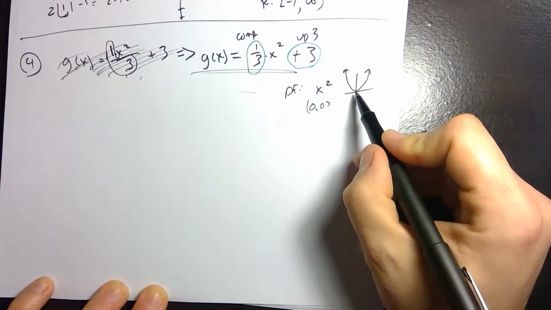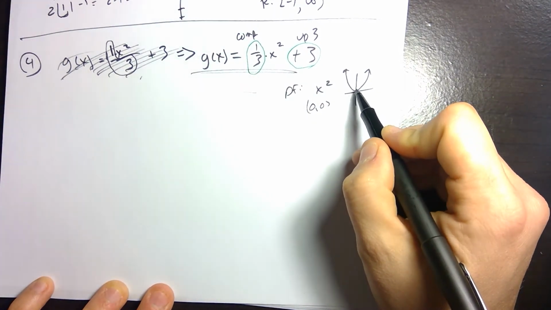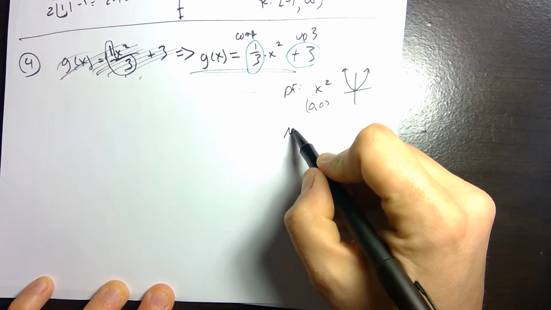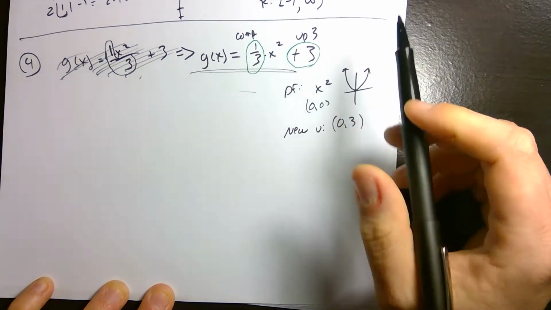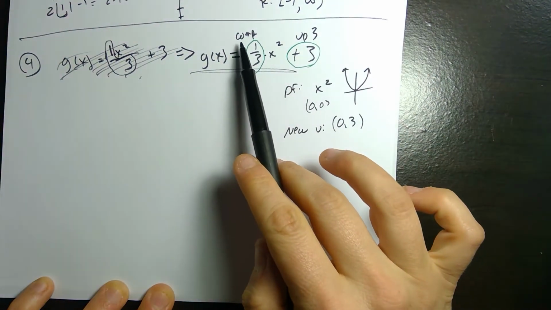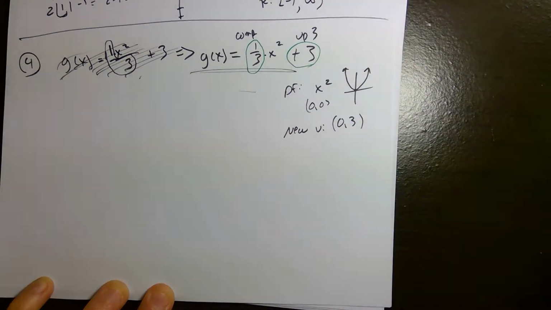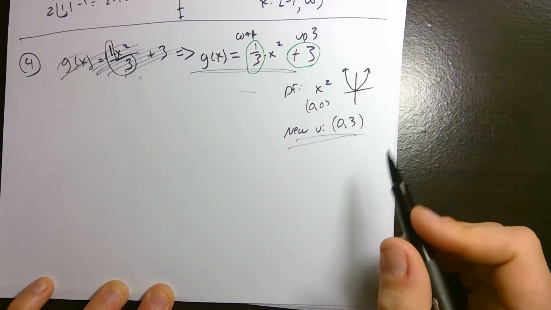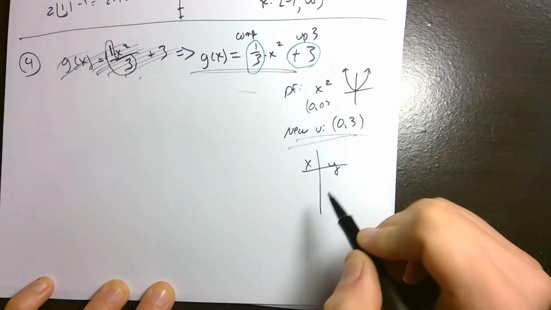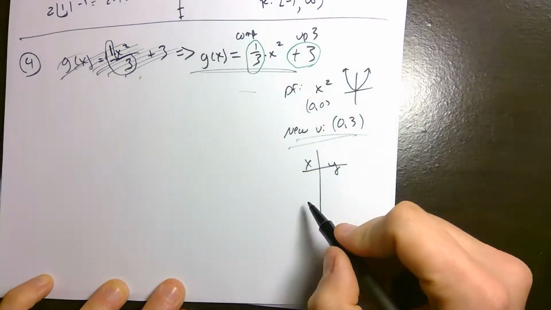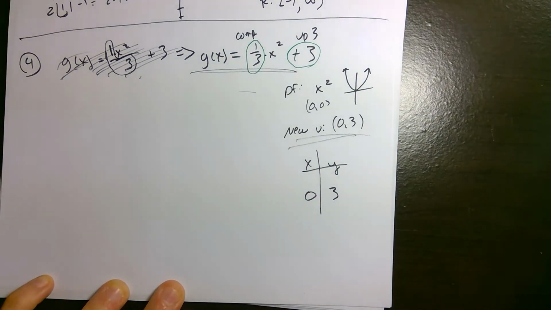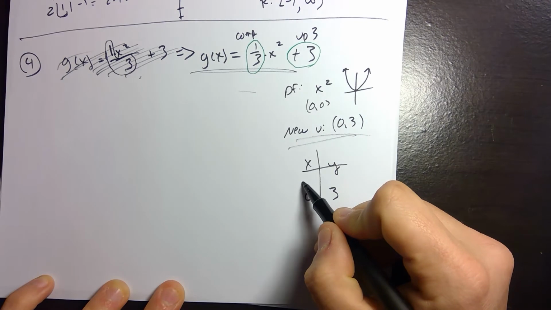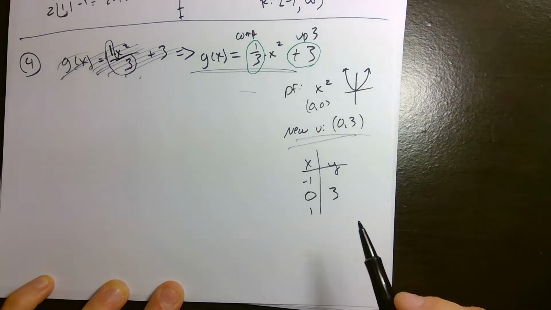And so what happens is if I'm not going left to right and I'm still at 0, 0 and I go up 3, then my new vertex is going to be 0, 3. And so in addition to compressing this thing, I'm going to pick this guy up and scooch him up 3 units. And so here's my new vertex. And so I can make my X and my Y chart. And let's see, I'm going to stick 0, 3 in as my vertex, and the numbers that I'm going to choose to plug in are going to be -1 and +1. And so then I will do that.